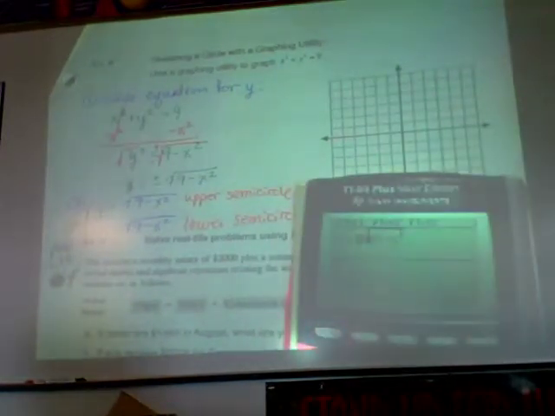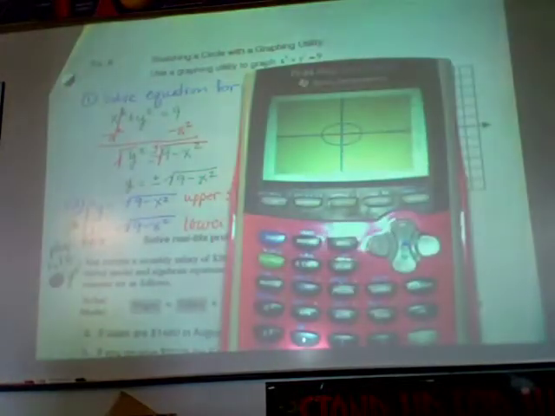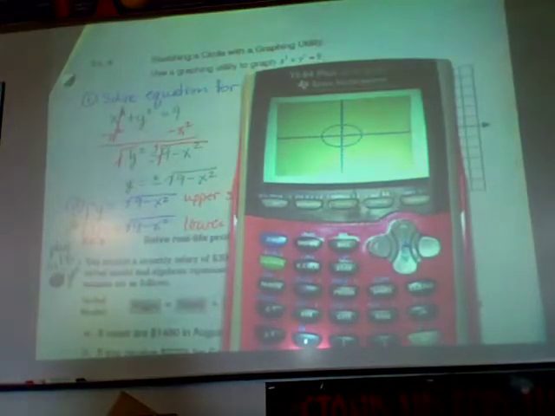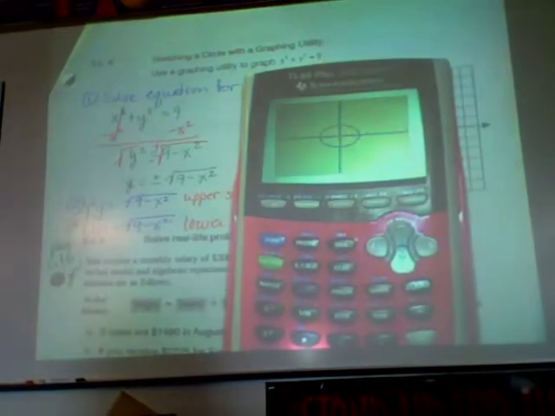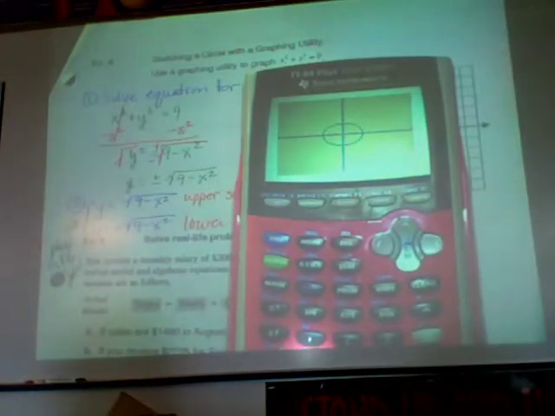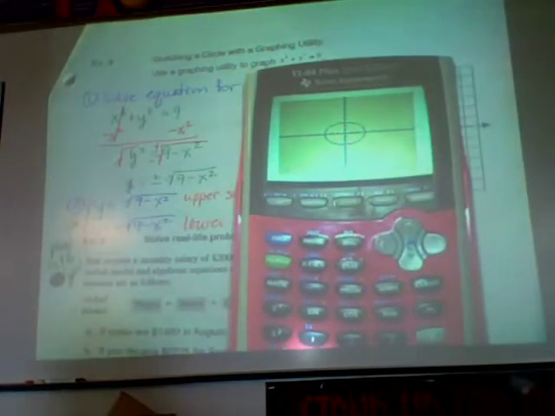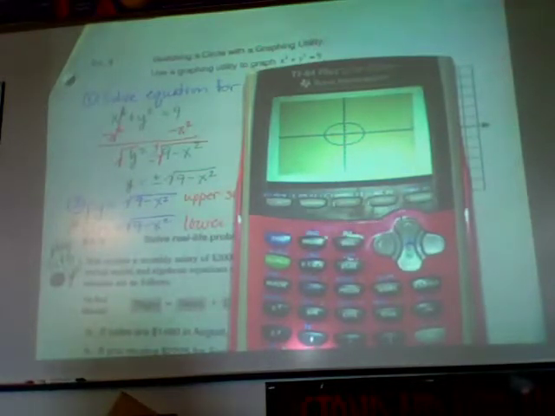So then you might notice something, right? Negative square root of 9 minus x squared. So then I get this. What do you notice about it? It makes an oval. Look real closely at the x-axis versus the y-axis. Do you notice anything about that in the standard viewing window? Are they the same scale? They're different, right? The y-axis is a lot closer together, the little hash marks, than the x-axis, wouldn't you agree? That's why it looks like an oval.